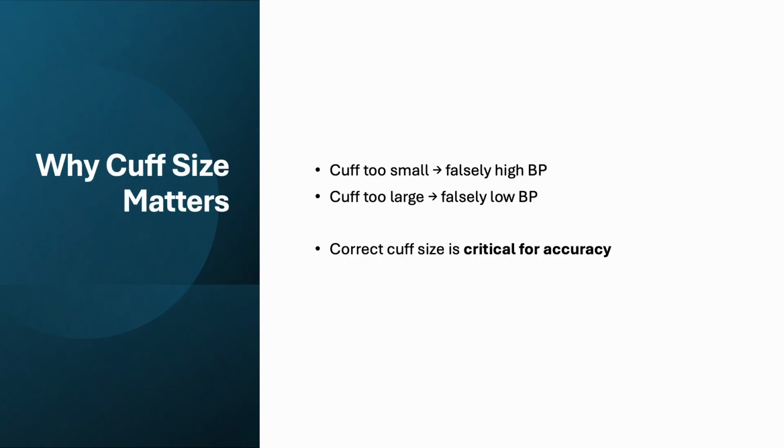If the cuff is too small, you can get falsely high blood pressure readings, whereas if a cuff is too large, you can get falsely low blood pressure readings. So choosing the correct size cuff for your patient is critical for accuracy of blood pressure readings.